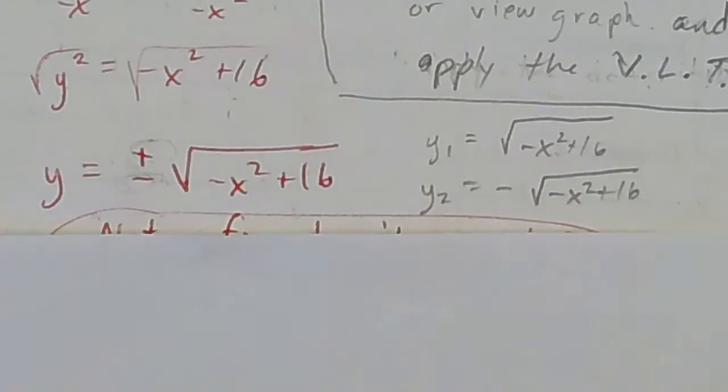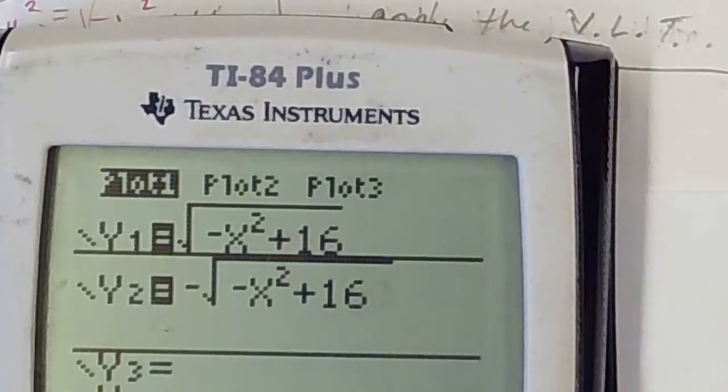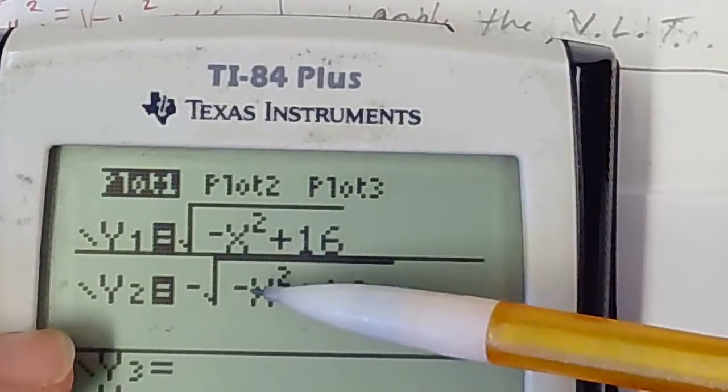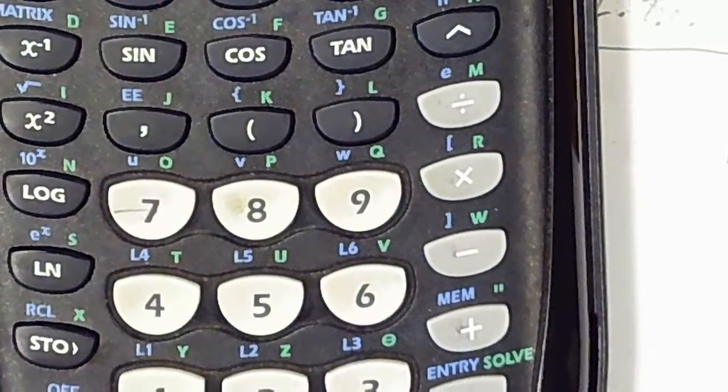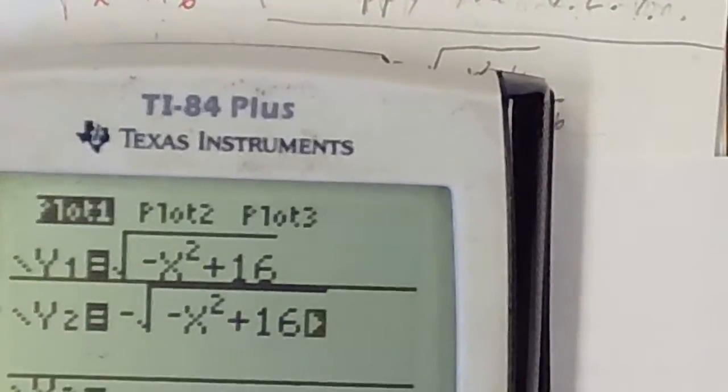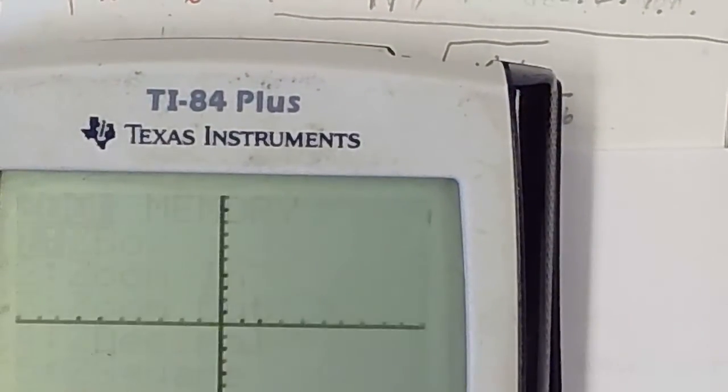Okay, so I'm going to punch these in my calculator, but I'm going to pause while I'm doing that. Okay, so this is how I enter this in. The plus or minus is this way. And when you plug in a negative in your calculator, make sure you use this negative down here, not the minus sign, okay? Because sometimes it gives you an error message. All right, so now when I hit zoom 6, let's see what we get.